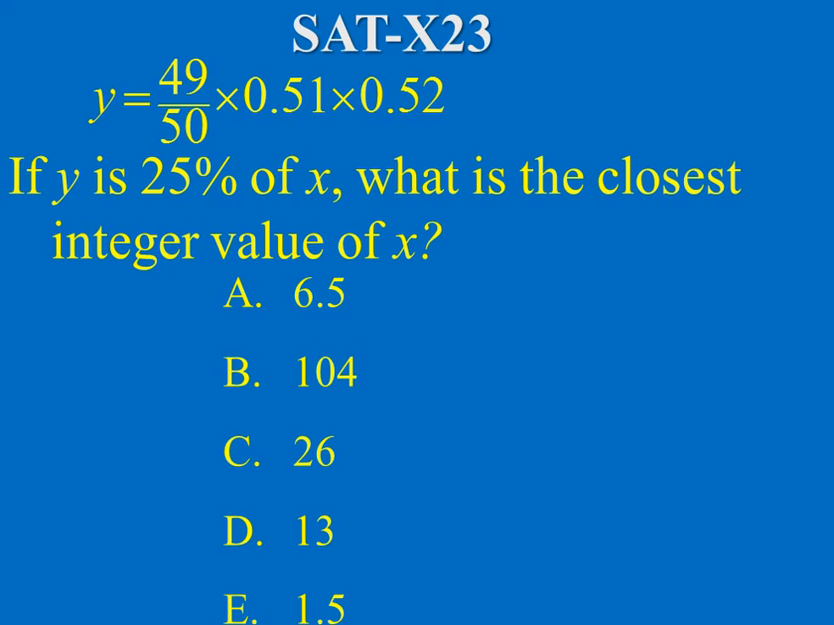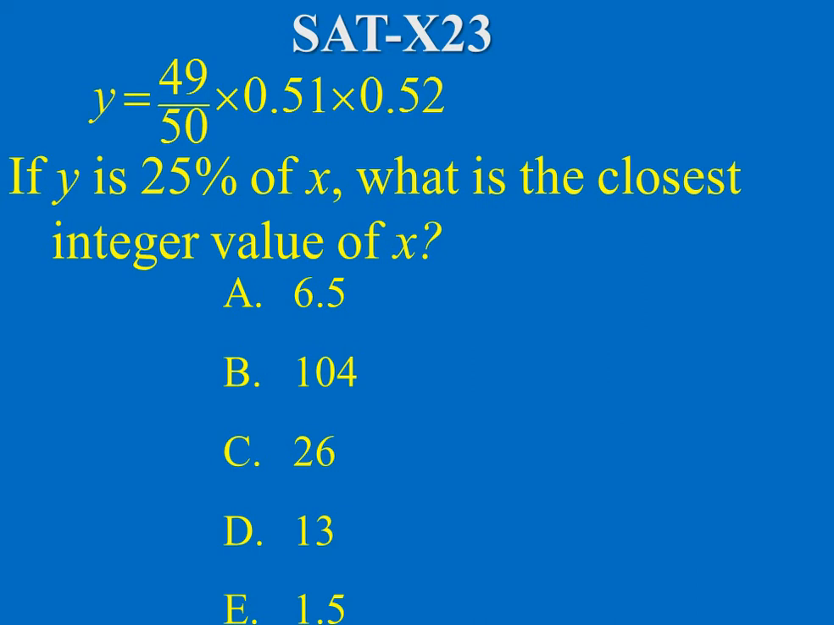Alright, this is SAT example number 23. You're given an expression for y, which is the product of three numbers, 49/50, 51/100, 52/100. And then the question: if y is 25% of x, what's the closest integer value of x? So we're looking for the value of x, not y. But first, to find the value of x, we're going to have to figure out what y equals.